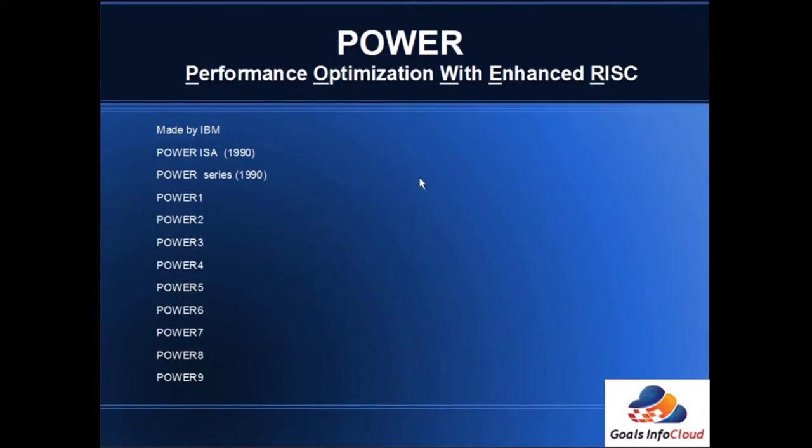Now let's see the history of the Power hardware. So Power stands for Performance Optimization with Enhanced RISC. RISC means it's a reduced instruction set computing. The first processor was nicknamed Power ISA.